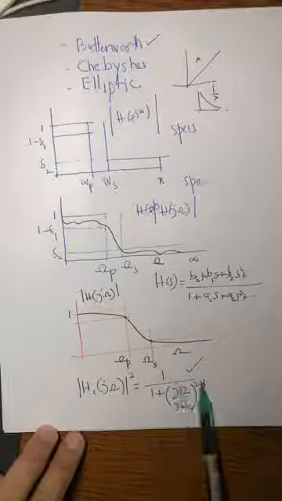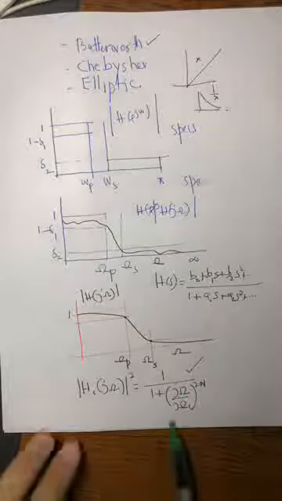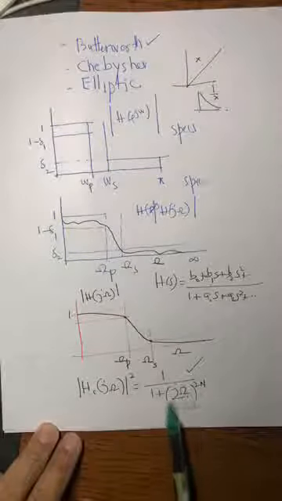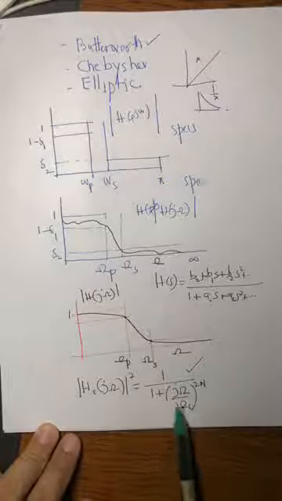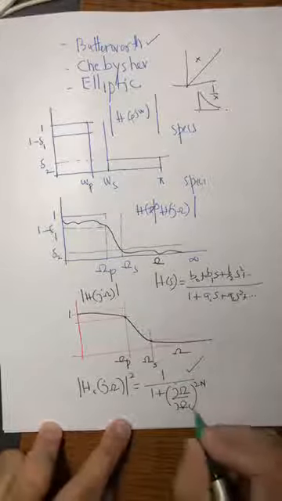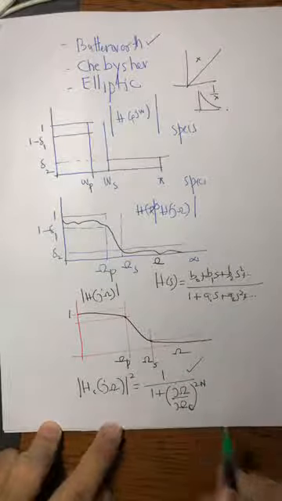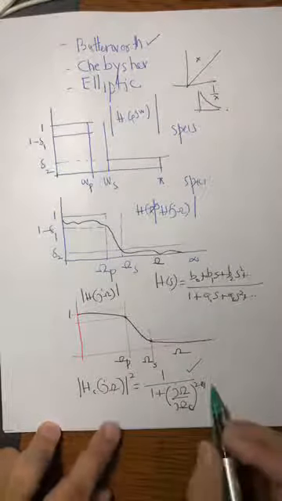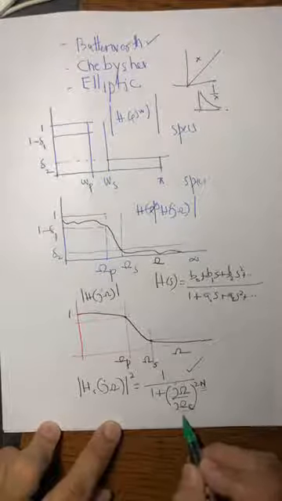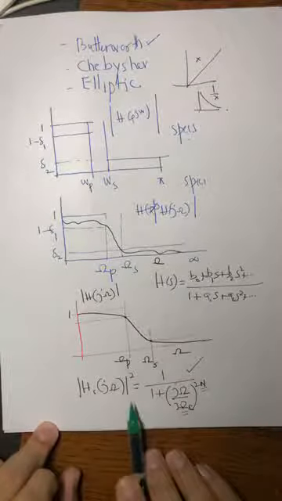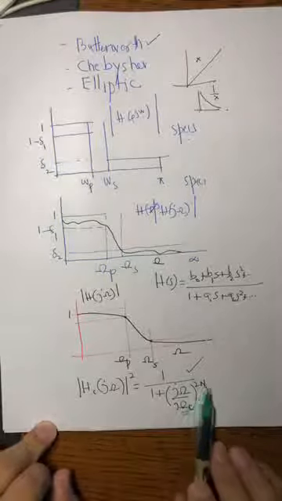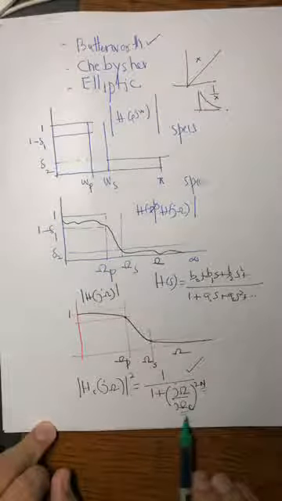So you can see it's very precise, very nicely written mathematical expression, which says 1 over 1 plus (j omega over j omega c) raised to the power 2N. And this tells us that there are two unknowns. One is N, the other one is omega c. The filter design problem boils down to only finding the values of capital N and omega c.